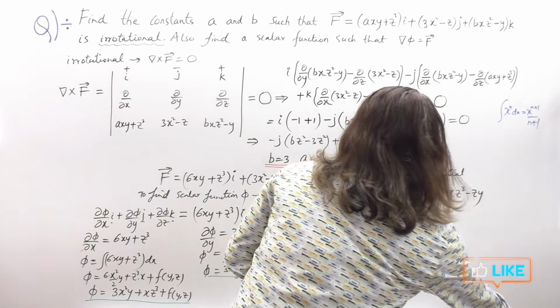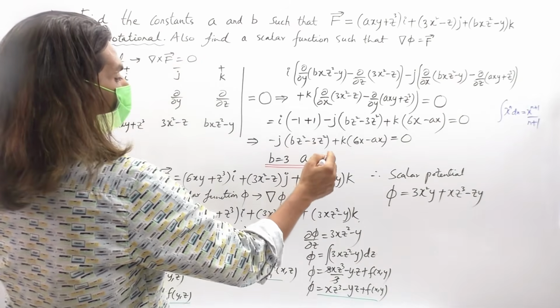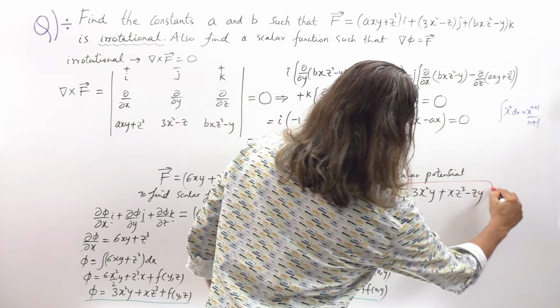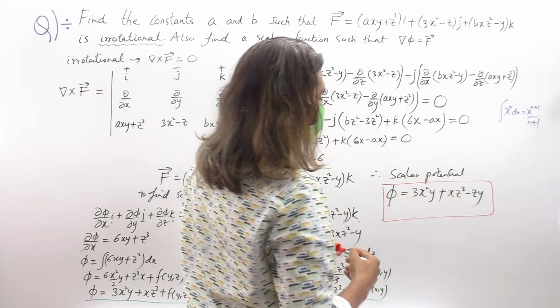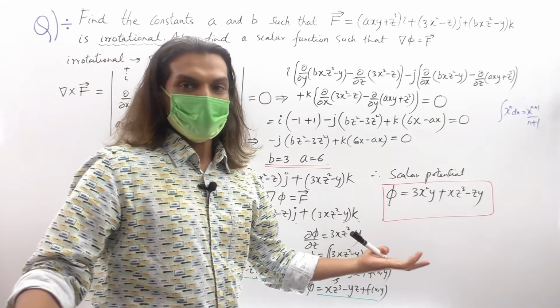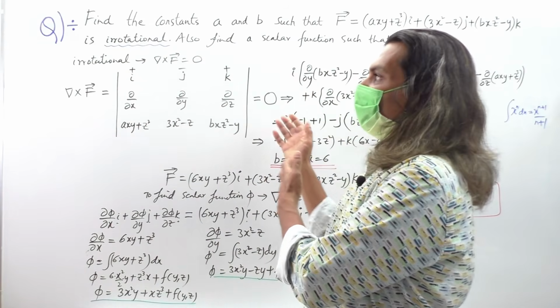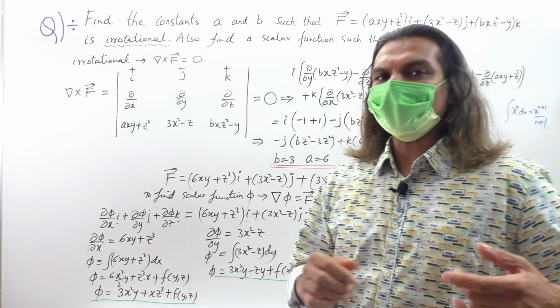So from adding all these things, we find the total scalar potential as phi is equal to 3x square y plus x z cube minus zy. That's the answer. So I hope you understood how to solve problems of such type in a very easy way.